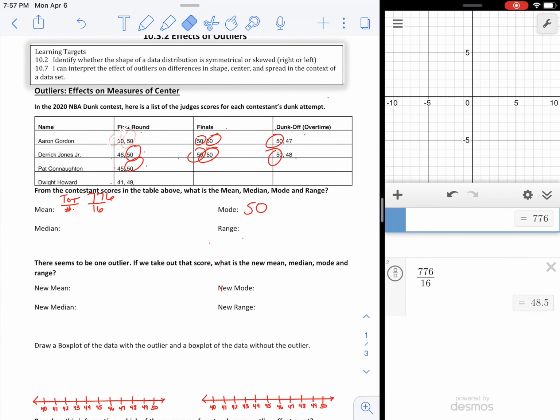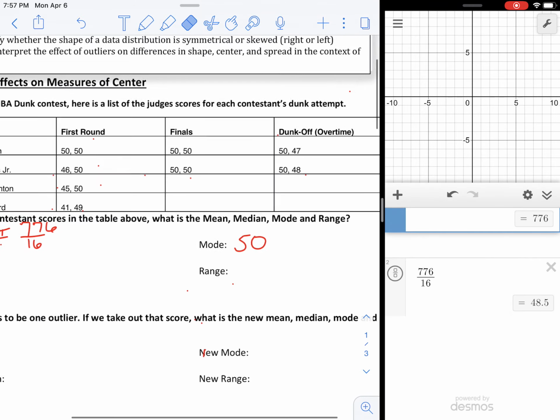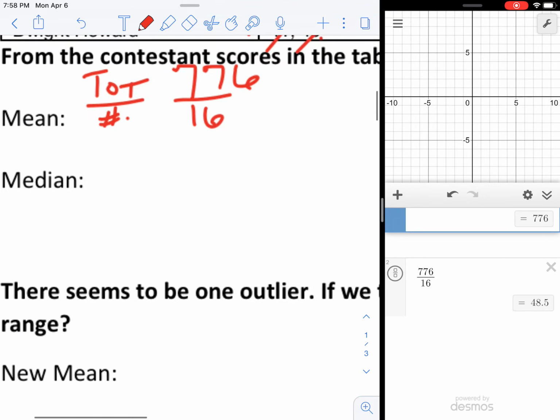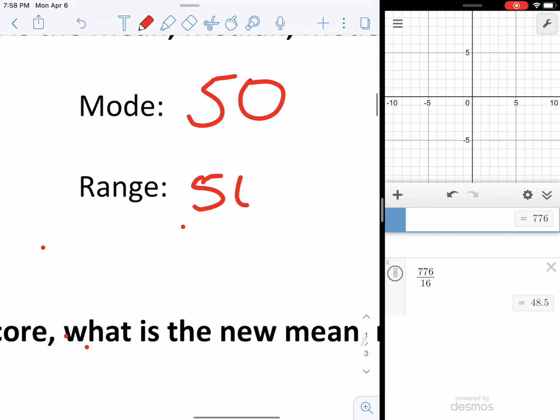Okay. And then the median is always the middle number. So if we start crossing numbers off or listing them out, either way, as you can see, the smallest number is 41. So let's cross off a 50. Next smallest is 45, so we cross off another 50. 46, cross off a 50. 47, cross off a 50, 48, cross off a 50, 49, cross off a 50. Now I have 4 numbers left, and they're all 50s. So what's our median? The middle number in this case is also a 50. And then our range, remember, is our biggest number minus our smallest. So this is going to be just 9.